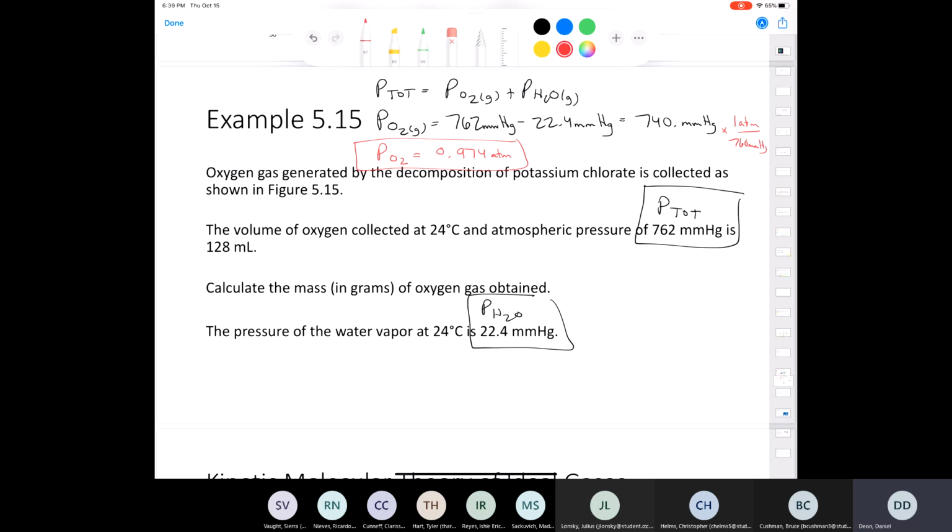Okay, that's the whole key of the question, because we're given the volume. Our volume is 0.128 liters. We're given our temperature, 24 degrees Celsius, which is 297 Kelvin, and we're asked to calculate the mass of oxygen in grams. If we know the number of moles of oxygen, we could calculate the mass of oxygen from that, couldn't we?